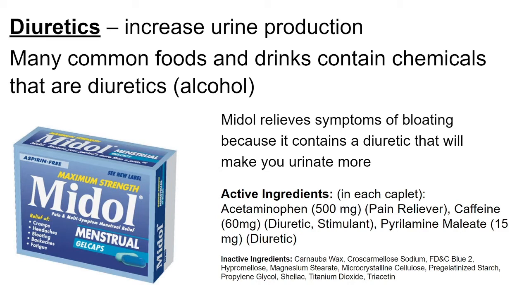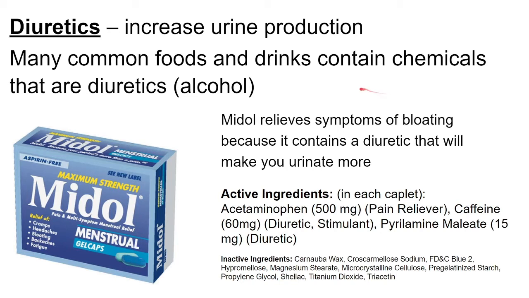So in Midol, you have acetaminophen that helps as a pain reliever, whether that be headaches or cramps. It has caffeine, which is a diuretic, which relates back to the Mountain Dew thing. Also, coffee, things like that. Anything with a lot of caffeine can be a diuretic. And then pyrilamine maleate is also another diuretic.